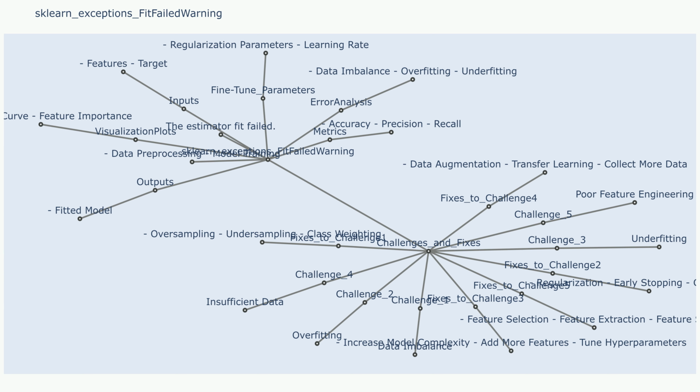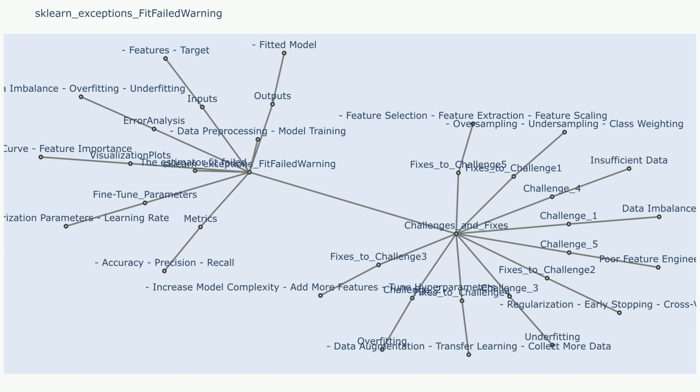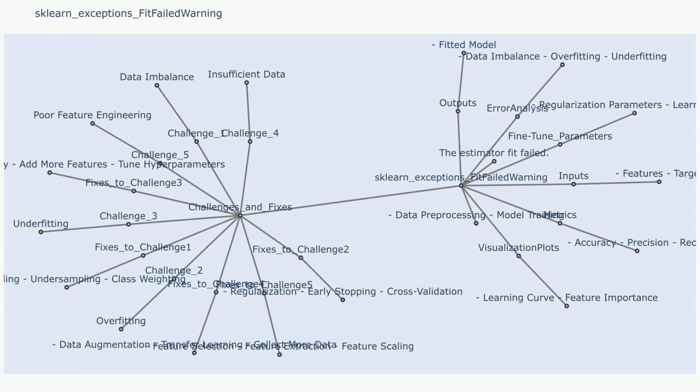Training data: this is the dataset used to train the machine learning model. It typically includes features (independent variables) and target labels (dependent variables). Model: this refers to the specific machine learning algorithm chosen for the task. Examples include linear regression, decision trees, support vector machines, etc.